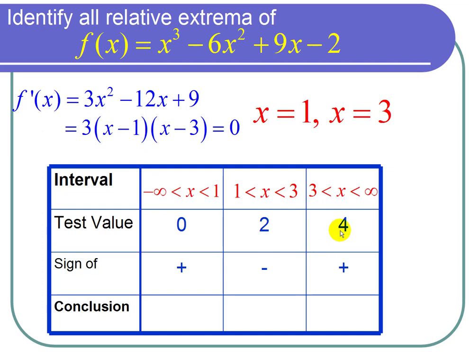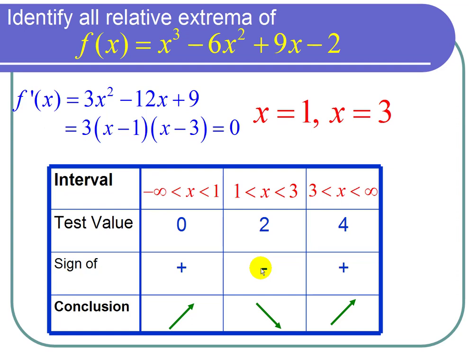If the derivative is positive, then the graph is increasing or points upwards. If the derivative is negative, the graph is decreasing or points downwards. And if the derivative is positive, again, it goes upwards. So I can see my graph goes up and down and up.